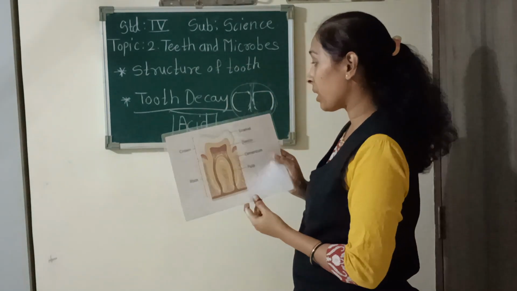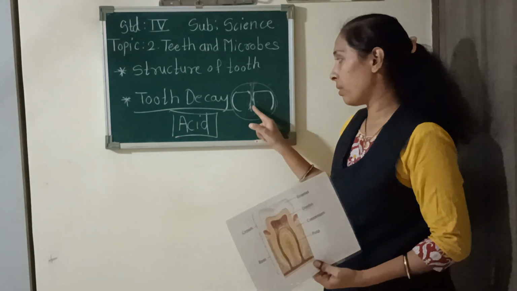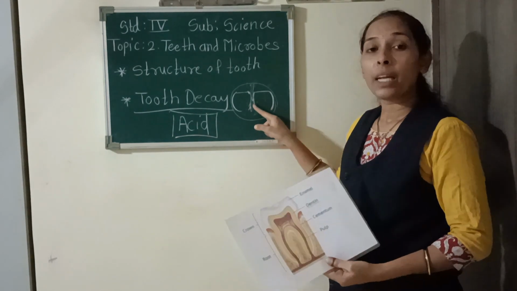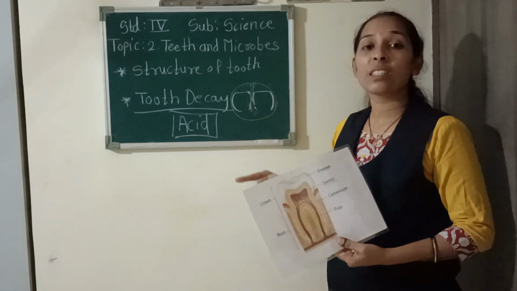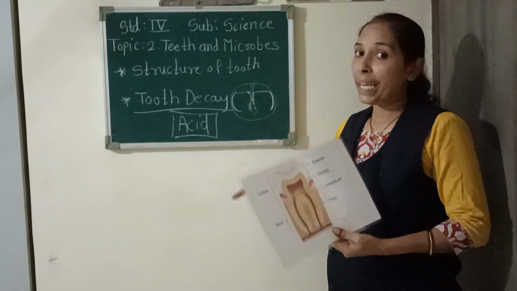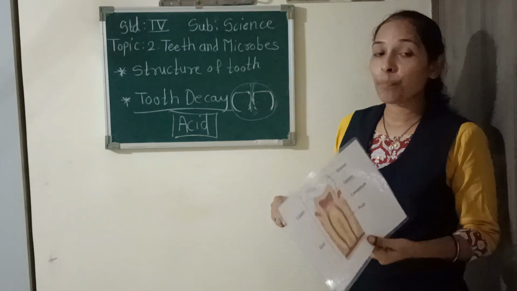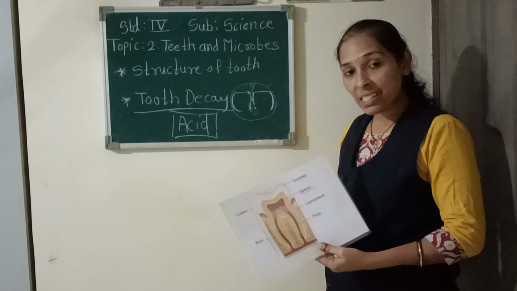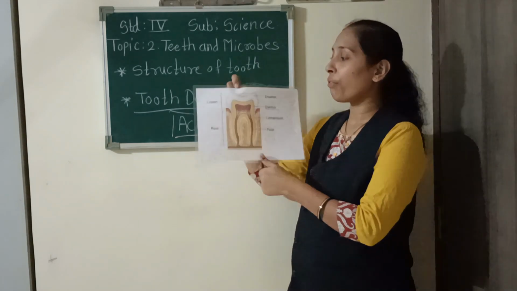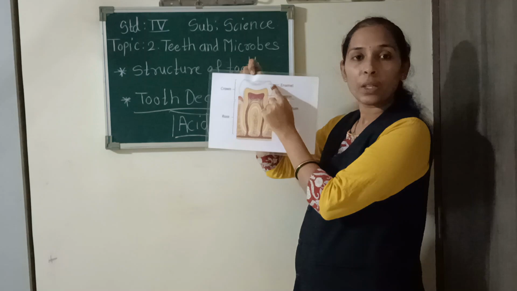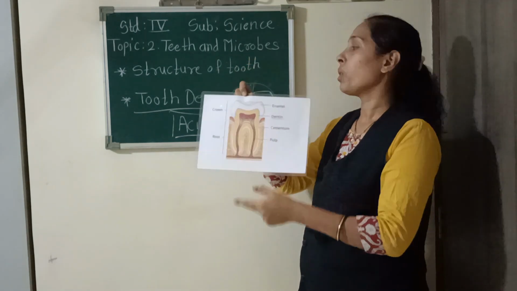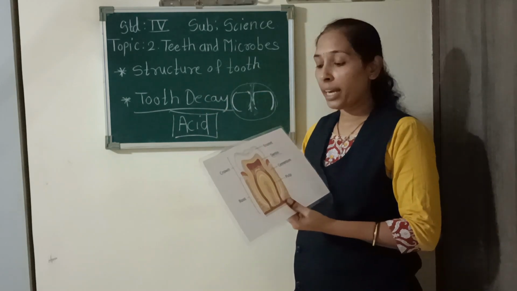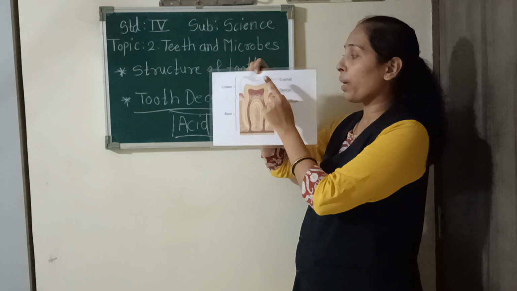Okay, so up till now we have discussed that if the foodstuff gets stuck in the part between two teeth, then it starts to rot and forms a yellowish, sticky layer on the tooth. That layer is called what? Plaque. That plaque reacts with the sugar, and then it forms the acid. This acid starts to affect our enamel, and that is called what? Tooth decay.